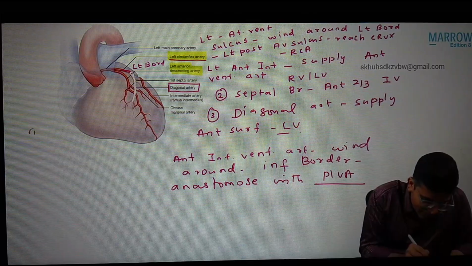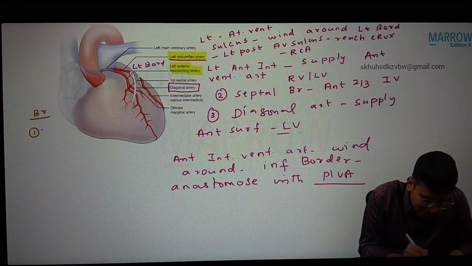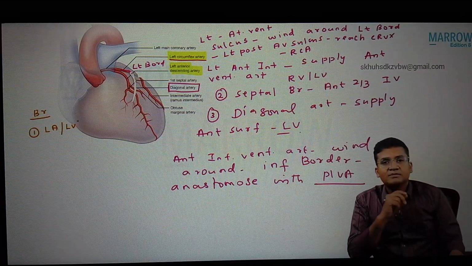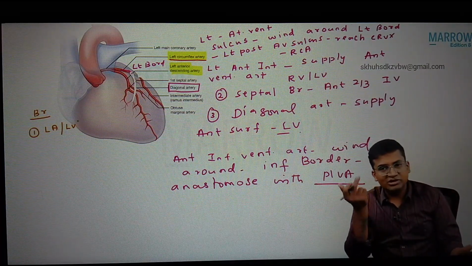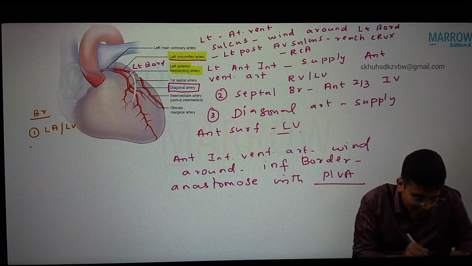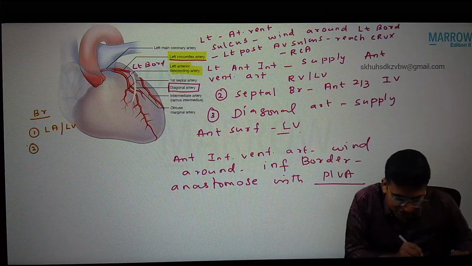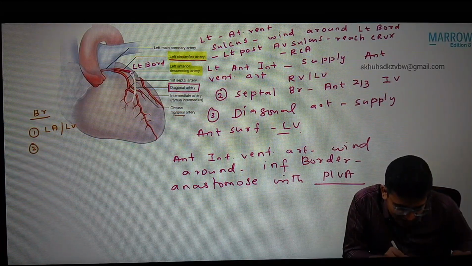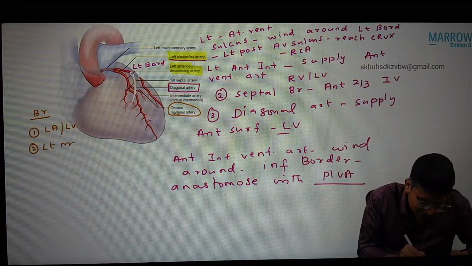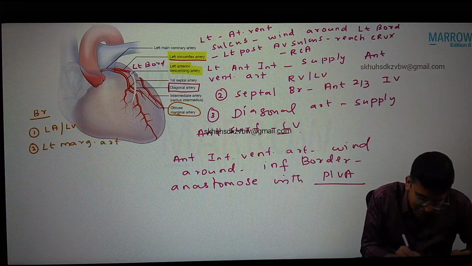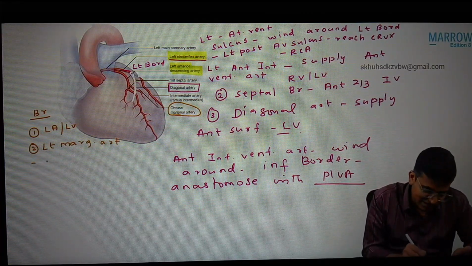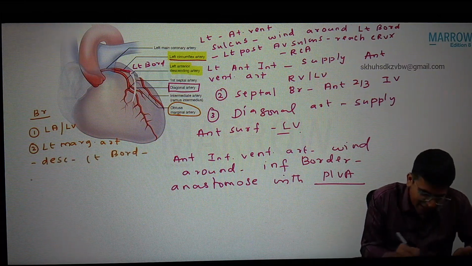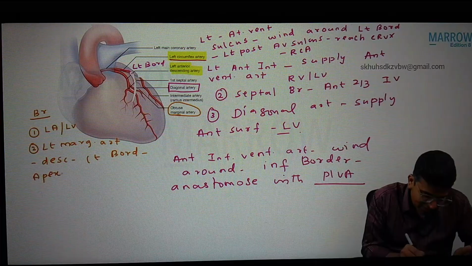Number 1, the circumflex artery gives a branch to the left atrium and left ventricle. Fine. And the circumflex artery also gives the left marginal artery, which descends along the left border of the heart and then reaches the apex of the heart.